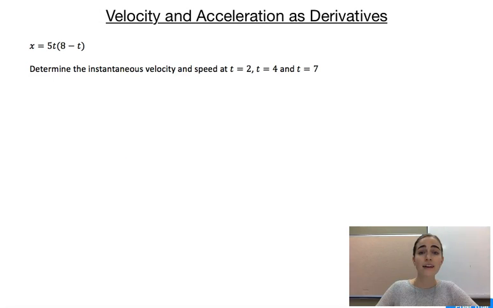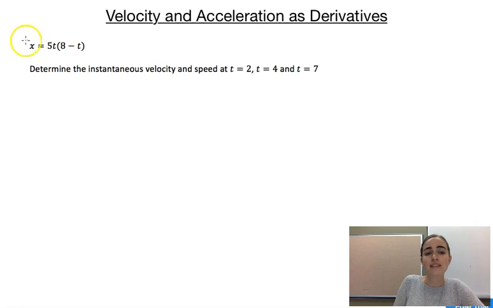So if we have a look at an example, think back to our last video when we had the example of a ball being thrown straight up and then falling back down to its original position. And we're given this equation of its motion. So this question is asking us to use that same equation and determine the instantaneous velocity at t equals 2, t equals 4, and t equals 7.